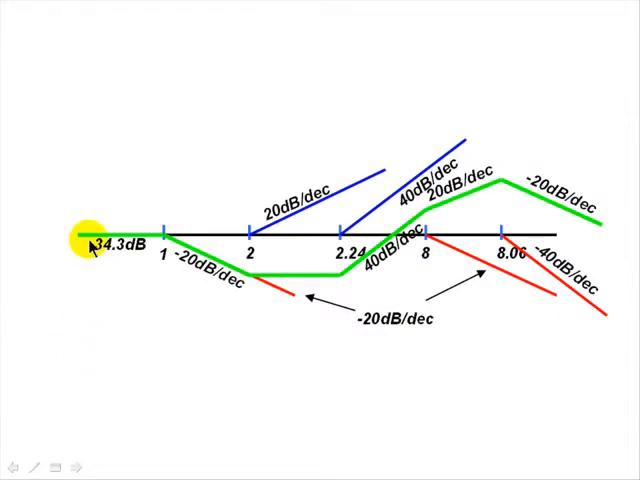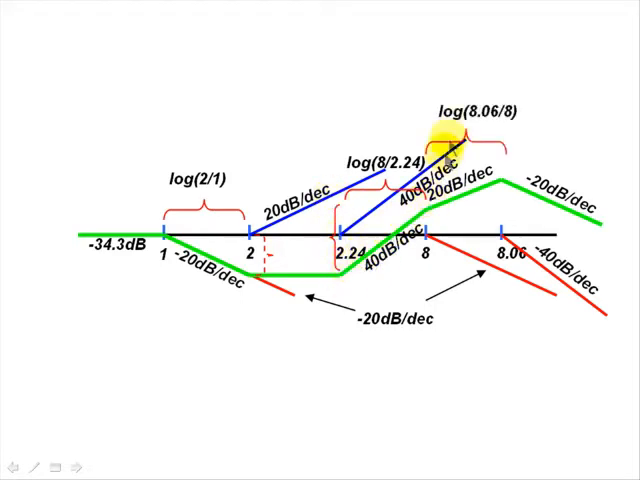Now that we have the slopes, let's find out the decibels at each knee point. If we know the distance in decades between 1 and 2, which is log 2 over 1, we multiply that distance by the slope of the segment, minus 20 decibels per decade, to obtain the drop in decibels between 1 and 2. Again, for the segment between 2.24 and 8, their horizontal distance in decades is log 8 divided by 2.24. Multiply that times the slope of 40 decibels per decade and you obtain the climb in decibels, and the same between 8 and 8.06.